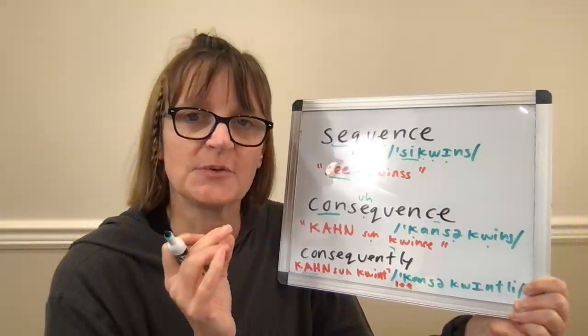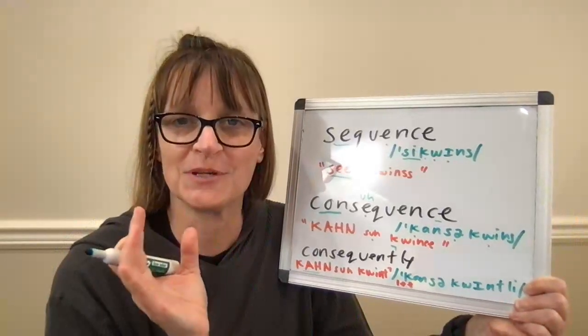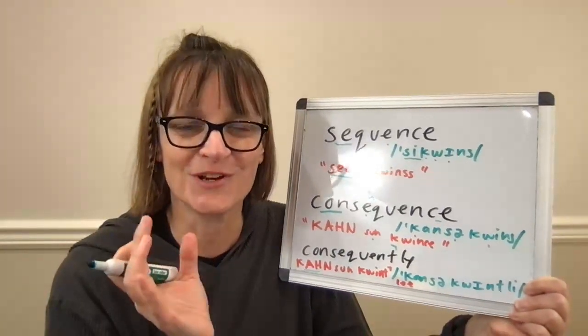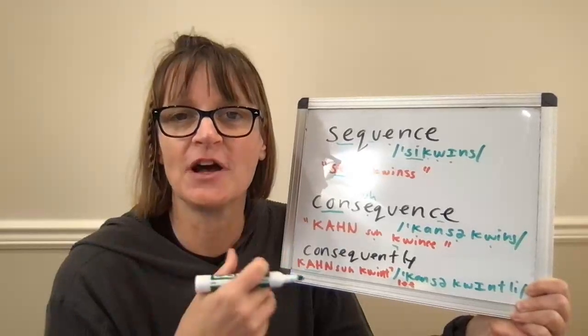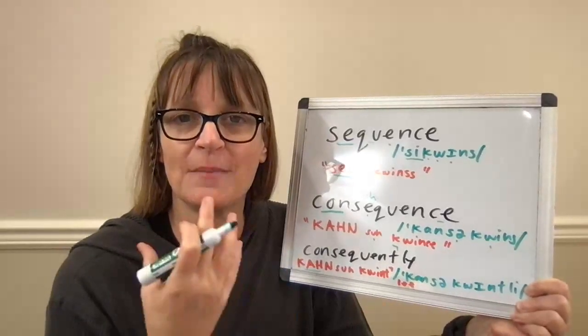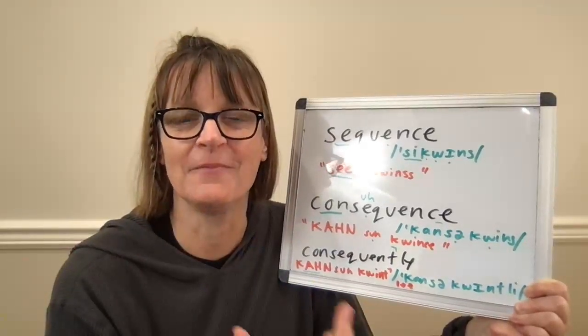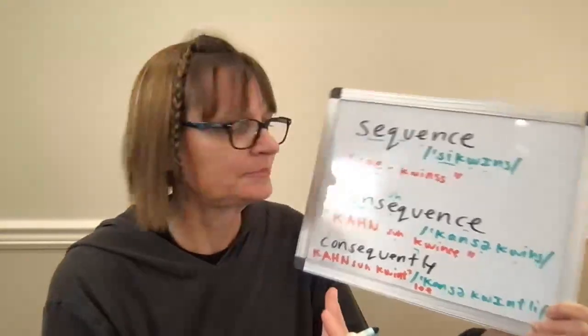So we don't say consequently with a released T. That would be more typical of some other dialects of English like British English. In American English, consequent, we just stop that T and release right into the L, consequently.